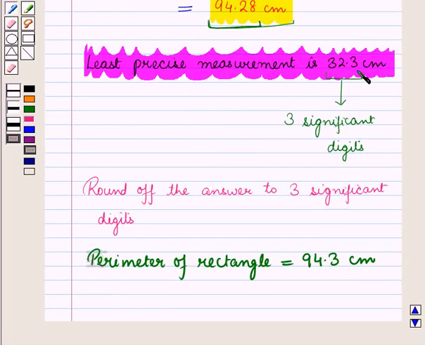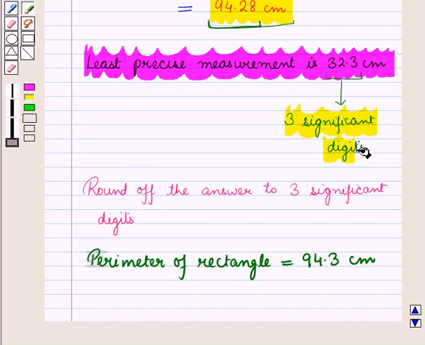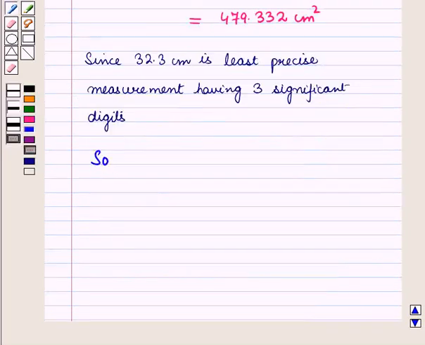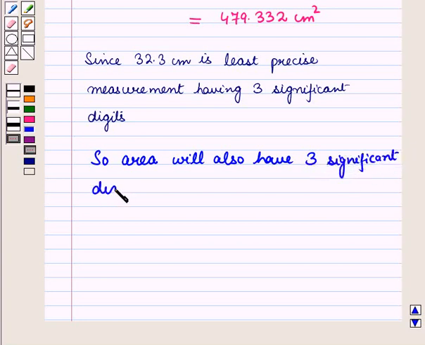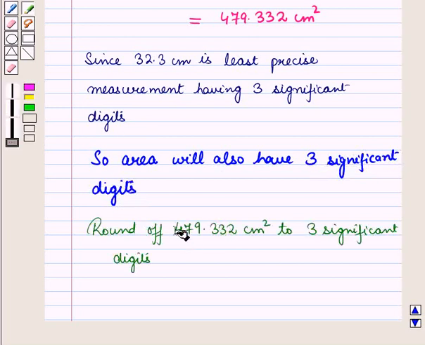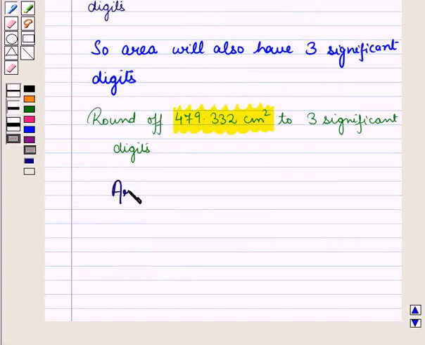Since 32.3 cm is the least precise measurement having 3 significant digits, the area will also have 3 significant digits. So we round off 479.332 square centimeters to 3 significant digits. So the area of the rectangle should be written as 479 square centimeters.